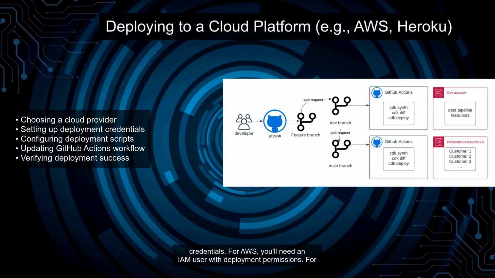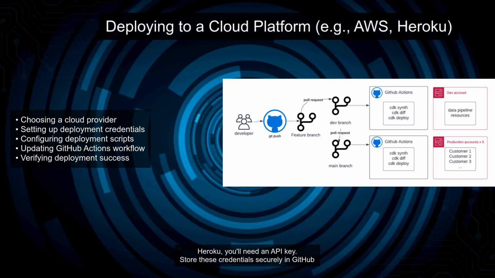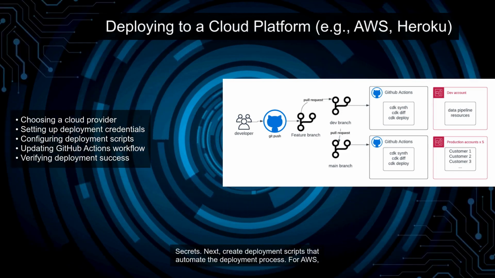For AWS, you'll need an IAM user with deployment permissions. For Heroku, you'll need an API key. Store these credentials securely in GitHub Secrets.